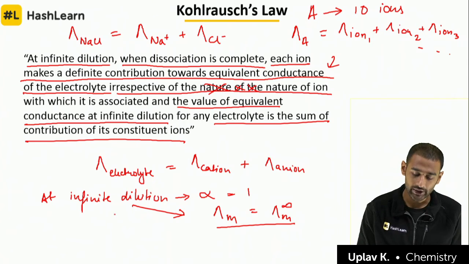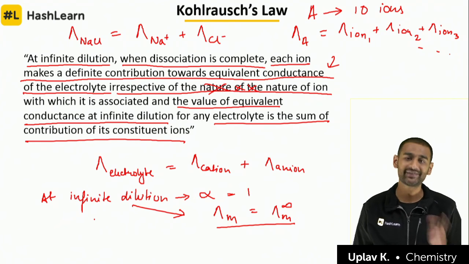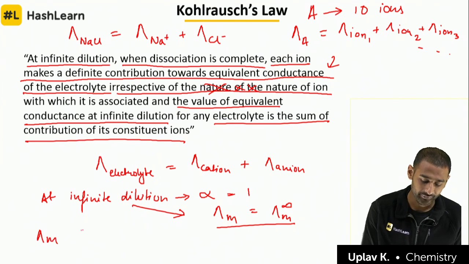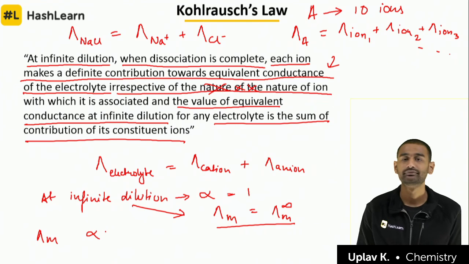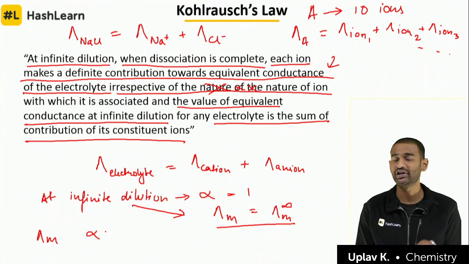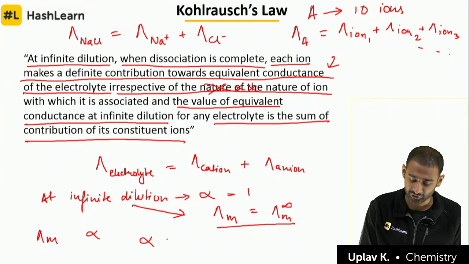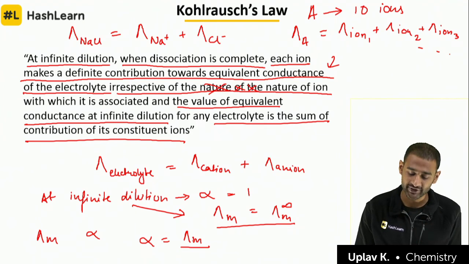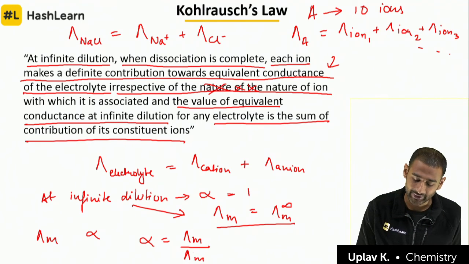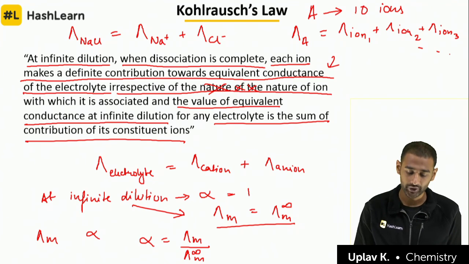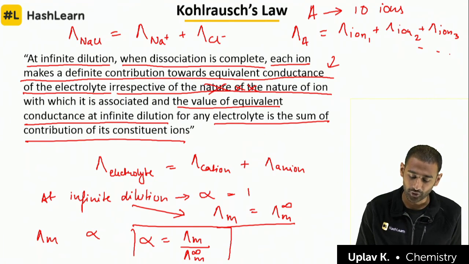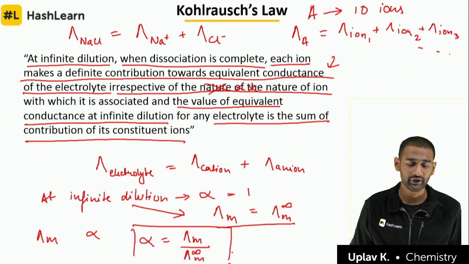Okay. Now, if I am not talking about infinite dilution, can I say that this Λm will depend on alpha, right? Because अगर degree of dissociation कम हो जाएगा तो molar conductance भी कम हो जाएगा. So from this we get a very important equation which says the degree of dissociation is equal to the molar conductance at a specific concentration divided by molar conductance at infinite dilution. Okay. So you might get to use this formula to solve numericals.